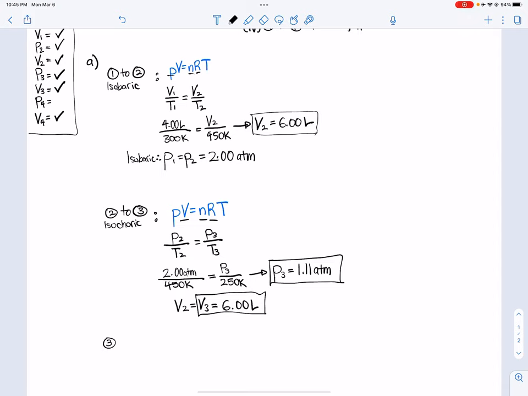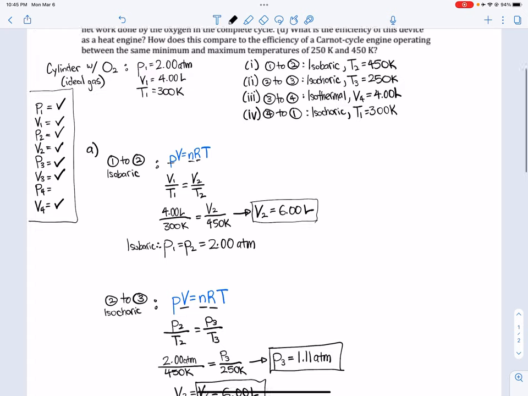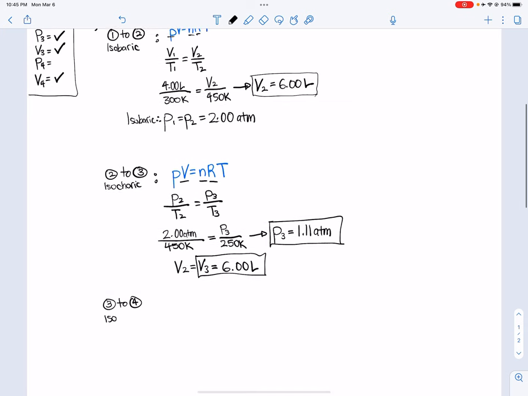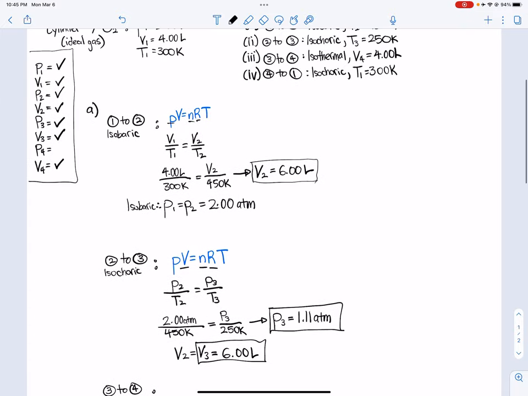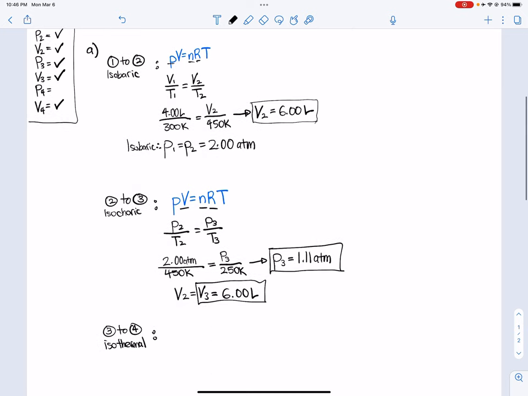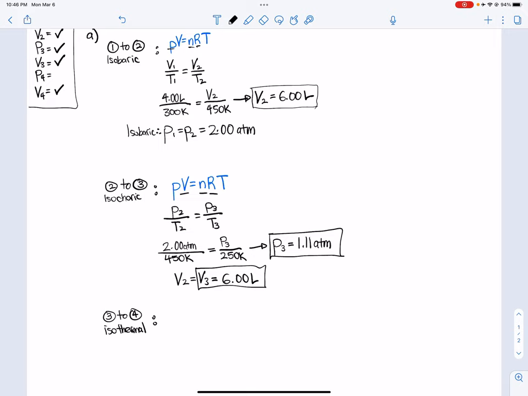So, from state 3 to state 4, we have an isothermal process, right? We already know V4 is 4 liters, that's given. So let's solve for P4. Again, I'll use the ideal gas law, PV equals nRT. Now what is constant in an isothermal process? So what's constant from state 3 to state 4? Isothermal means constant temperature, so temperature is going to be constant. R and n are also constant, right?